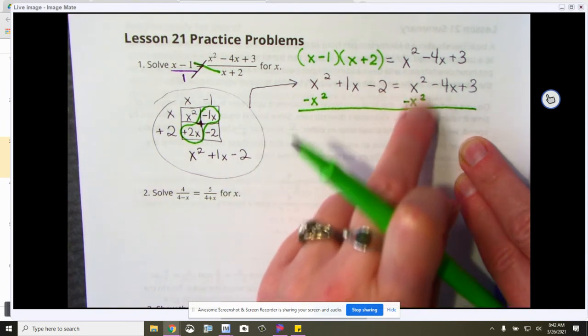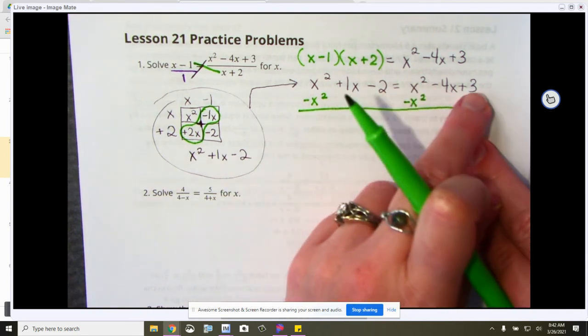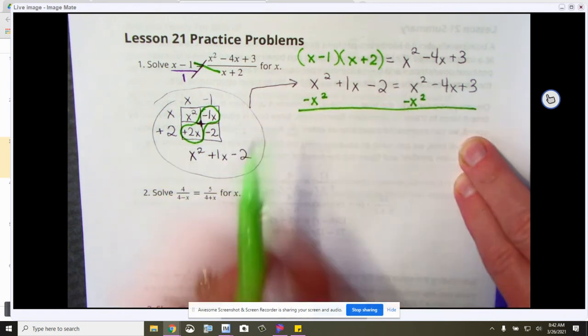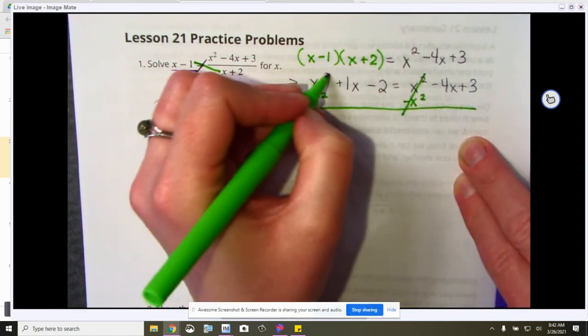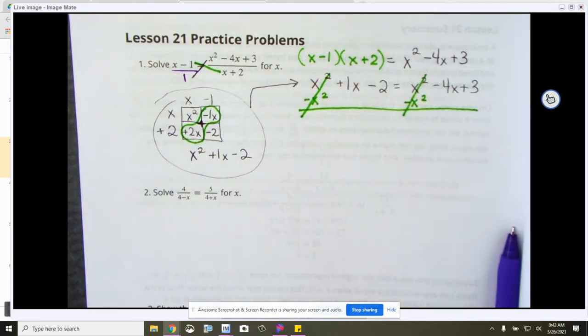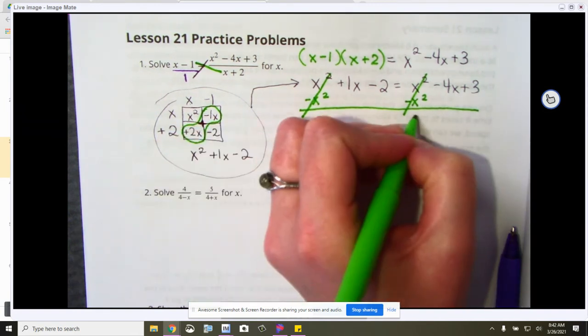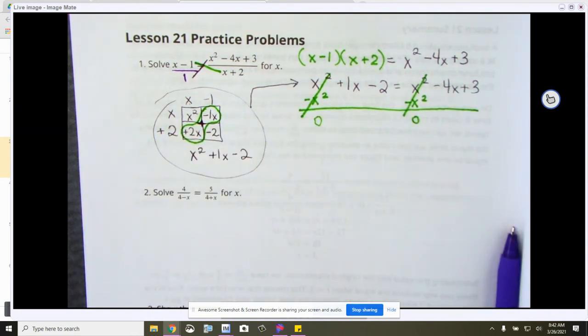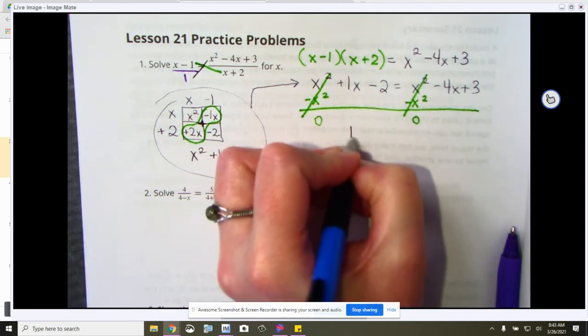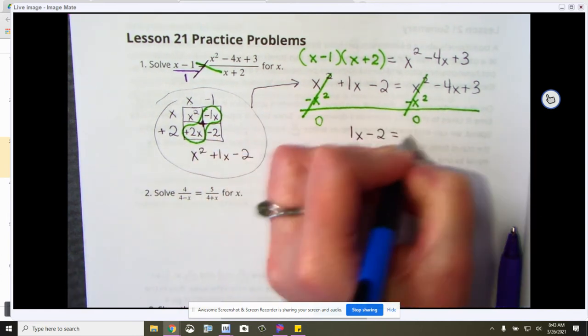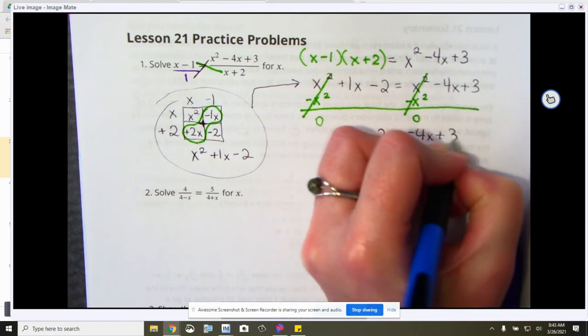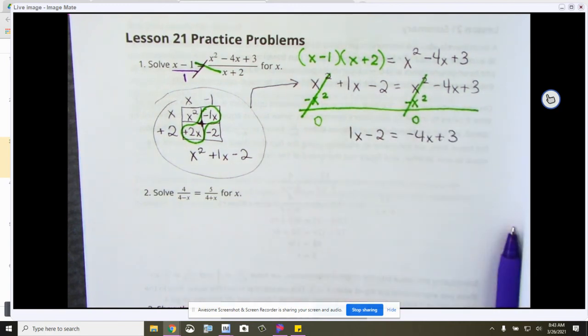So remember, it's using opposite operations. Right now, these three terms are adding and subtracting each other. So we want to use subtractions on both. What I love about this is that it actually cancels out both of them. On both sides, by subtracting an x squared from both sides, I've canceled out both. One x minus 2 equals negative 4x plus 3. Added 4x to both sides.